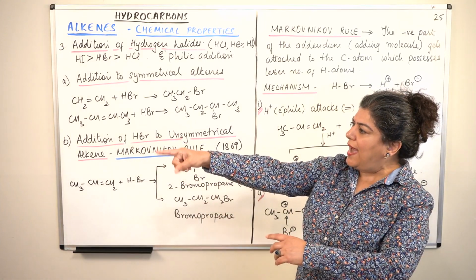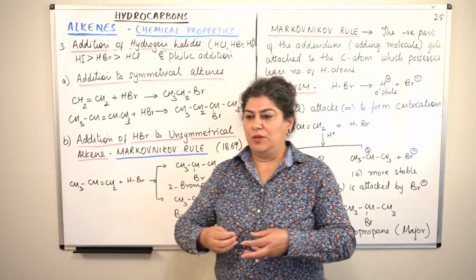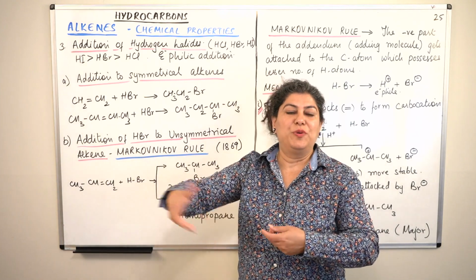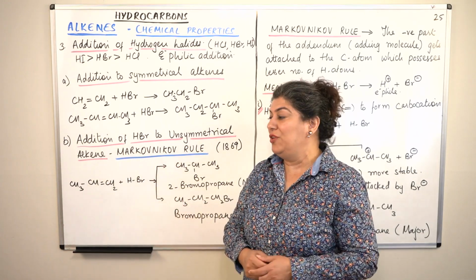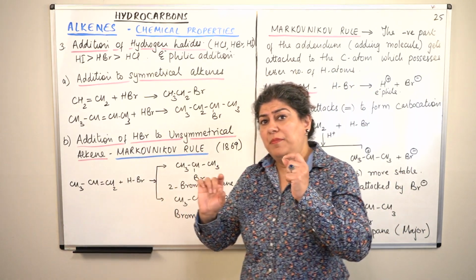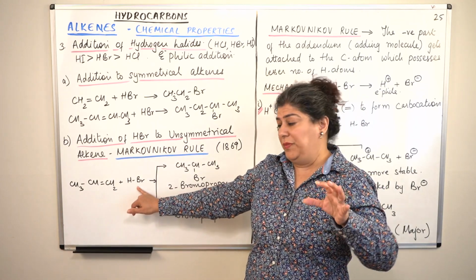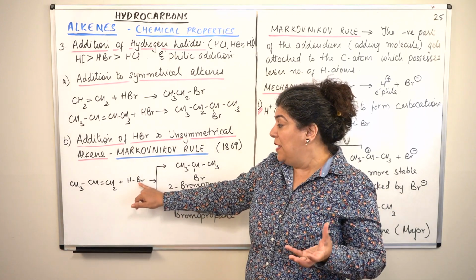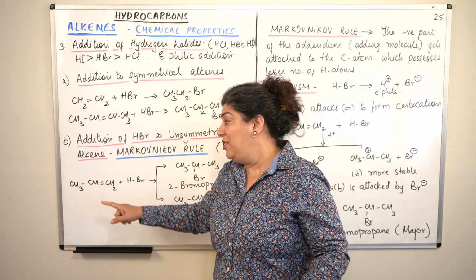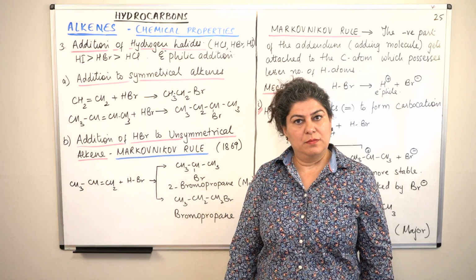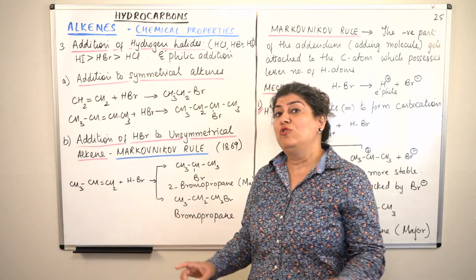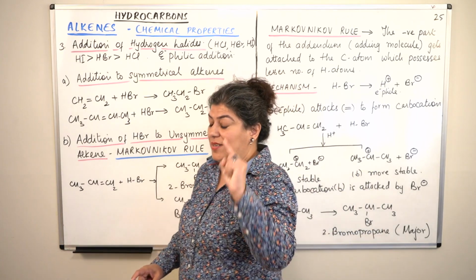Look, let us say it's a race and freebies are being distributed, food, biscuits or something is being given to people who are running in a marathon. Bromine is, let us say, the freebie, the biscuit. Bromine is going to go to that carbon, that runner who has lesser food. So the negative part of the addendum goes to that carbon which has the lesser number of hydrogens.